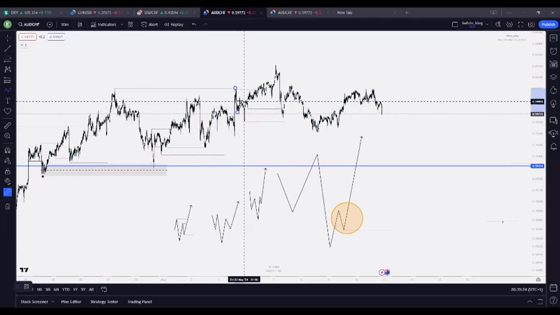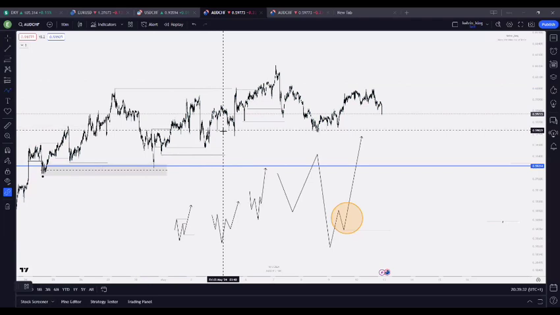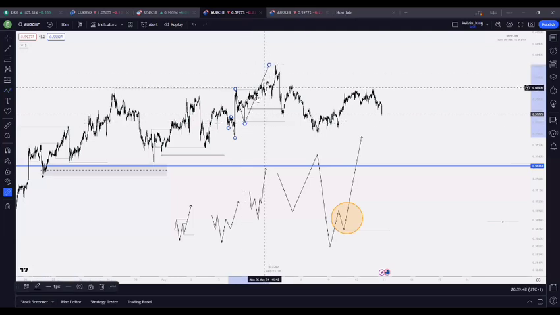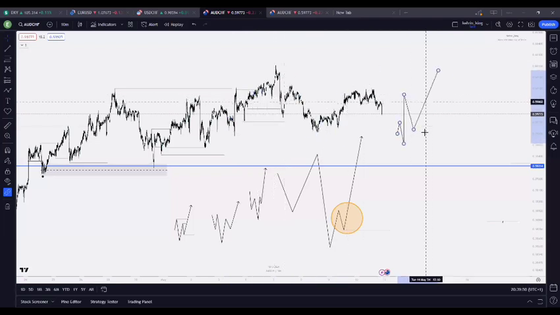Sorry, not this one. So can I spot it? Yeah, this guy. So this particular low was the origin of this break, and we had a pullback here. Boom, broke structure.